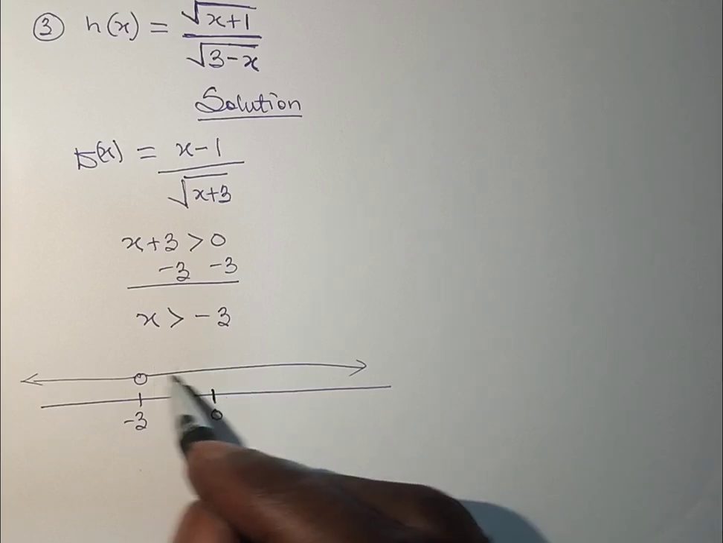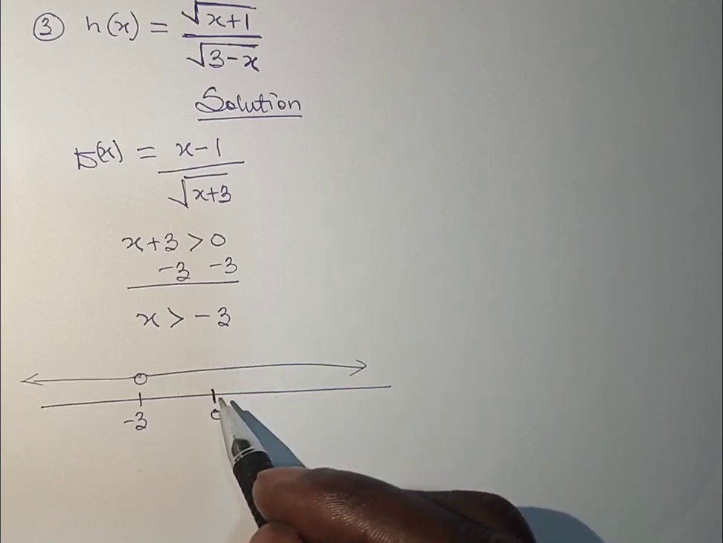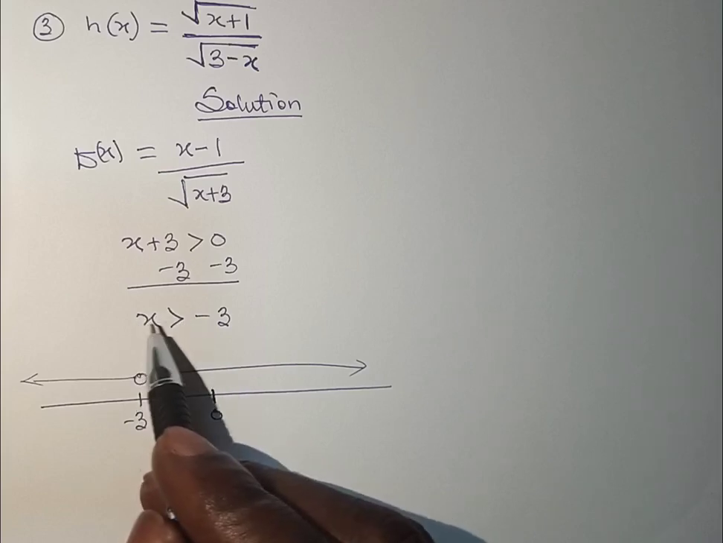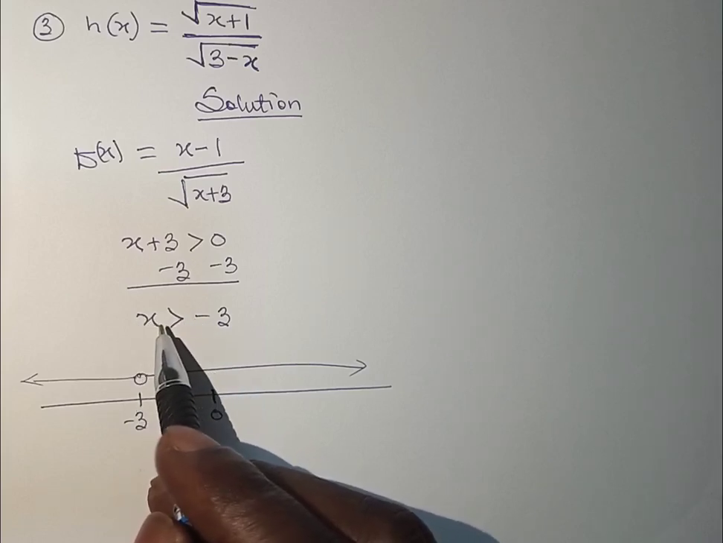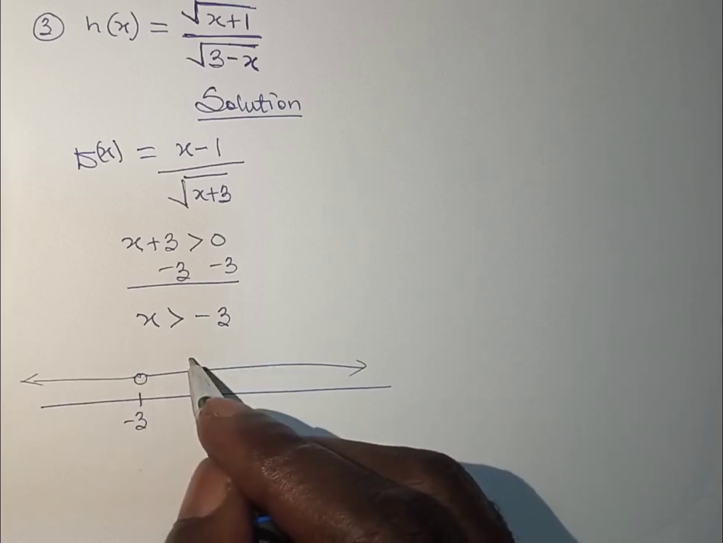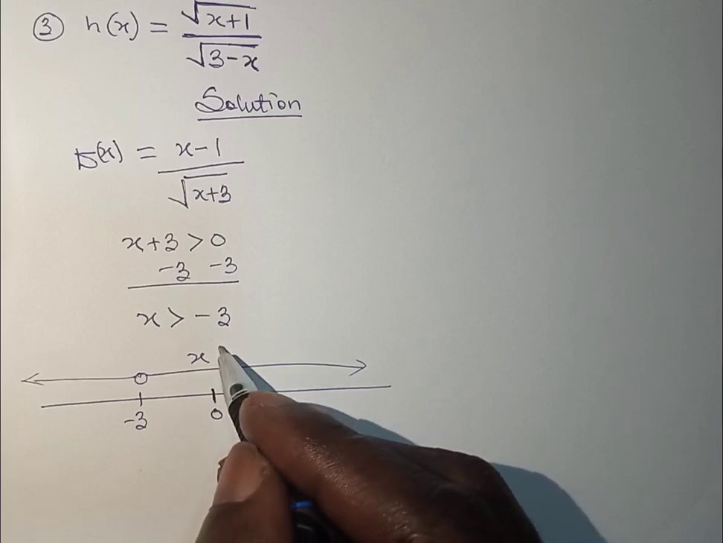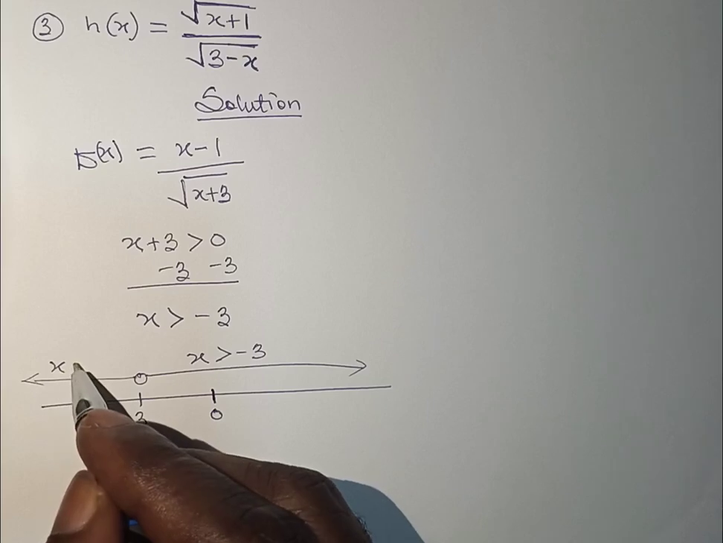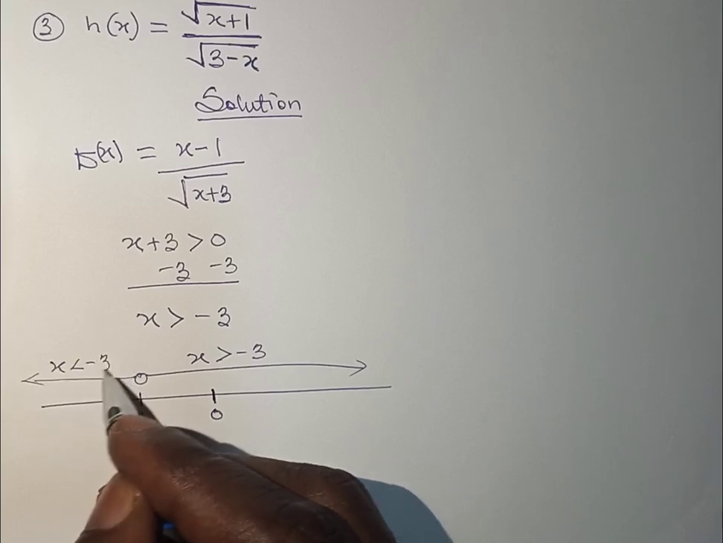So we are looking at the values that will make the function defined. We are only testing to see if indeed the answer we have gotten is right. If we are saying that these are x values that are greater than negative 3, then these are also x values which are less than negative 3.